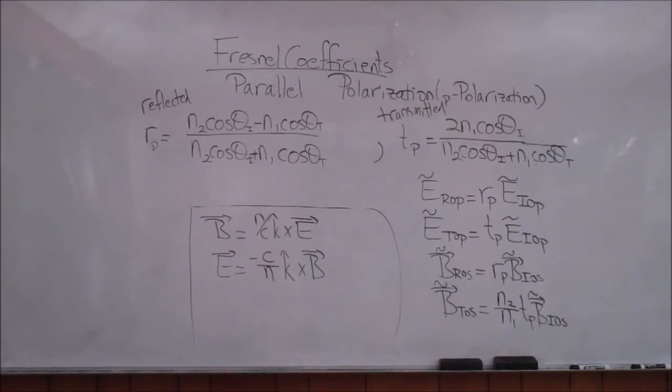Along the way to deriving the Fresnel coefficients for parallel polarization, we derived expressions relating the transmitted and reflected magnetic fields to the incident magnetic field. The reflection coefficient is identical, and the transmission coefficient is identical except for a factor of n2 over n1. Watch the corresponding lectures for a more detailed explanation.